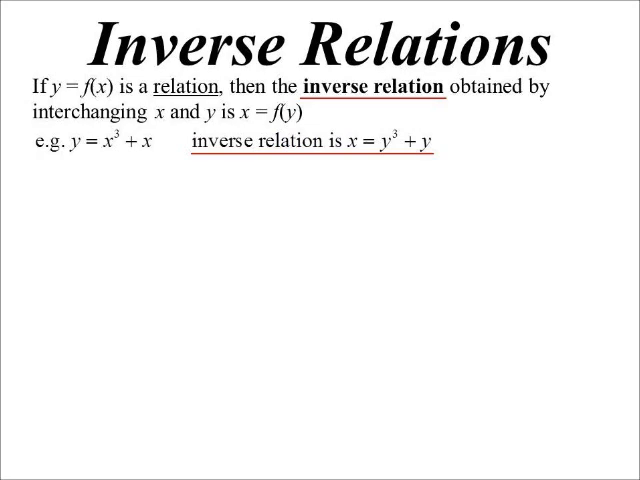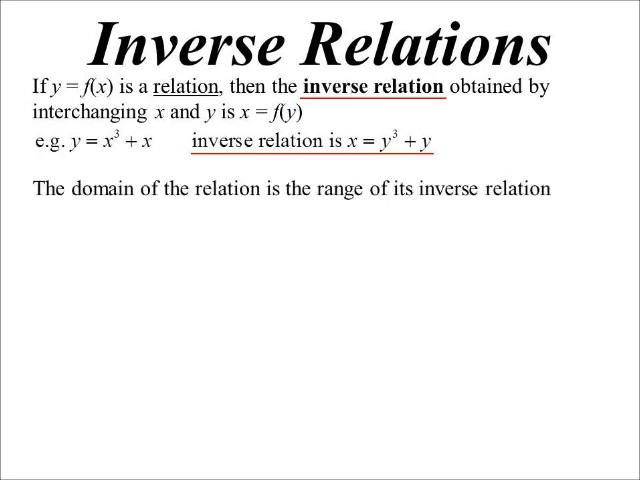So if I've got y equals x cubed plus x as the original, well in this case that's a function, then its inverse relation would be x equals y cubed plus y. And then some are possible to rearrange and make y the subject. That one's a little bit tricky to make y the subject.